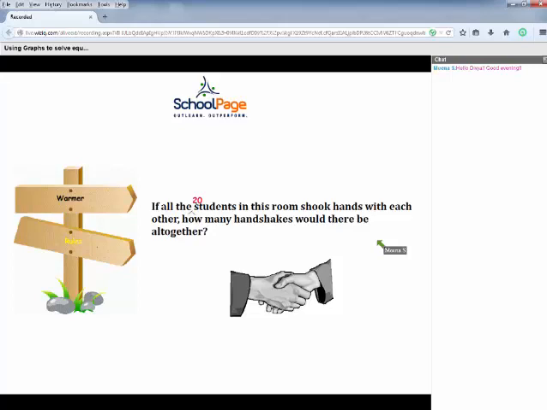Would it be 400? Okay, can you justify how it is 400? So there are 20 students and each student shook hands with 20 students. That means each student shakes 20 hands. Oh no, sorry. Each student shakes 19 hands. Yes. So it would be 20 into 19. Okay, good. 380. So you say there are 380 handshakes, right?